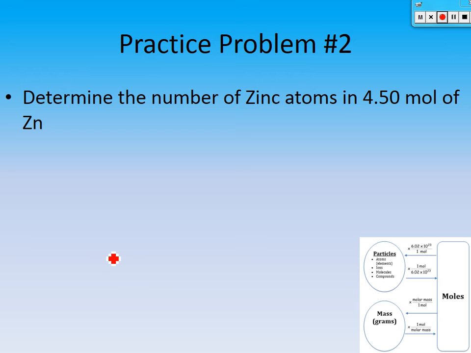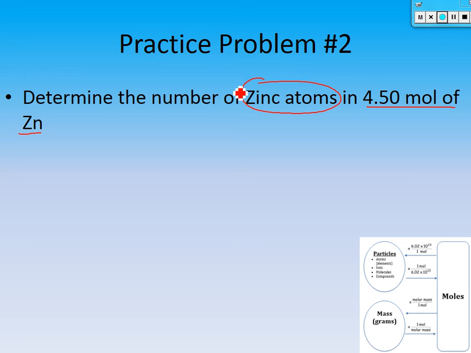Okay, let's remember those steps. There's 3 steps. Step 1, let's read it and underline what they give us, circle what we're supposed to find. So it says, determine the number of zinc atoms in 4.5 moles of zinc. So step 1, let's underline what they gave us. What's the number that they gave us? Well, it's 4.5. 4.5 moles of zinc. Now let's circle what it is they want us to convert that to. They want the number of zinc atoms. So I'm going to circle zinc atoms.